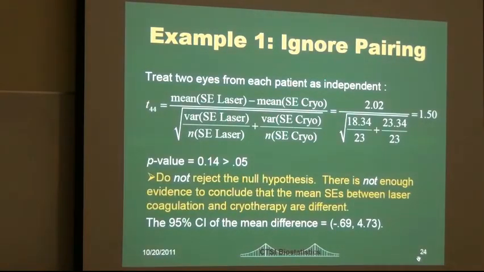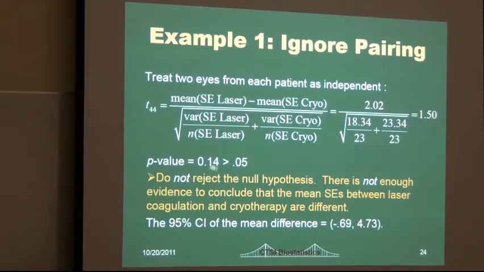Okay. So why do we have to use a paired t-test instead of a two-sample t-test? Here, I just want to illustrate that when you ignore the pairing and you use a two-sample t-test, you might end up with a different conclusion. Okay? So if you incorrectly assume that the two eyes of each patient are independent, then you can do a t-test with 44 degrees of freedom. So this is a two-sample t-test, right? You see that the mean difference is the same as if you do the paired t-test, but because the variance is estimated differently, you end up with a smaller test statistic.